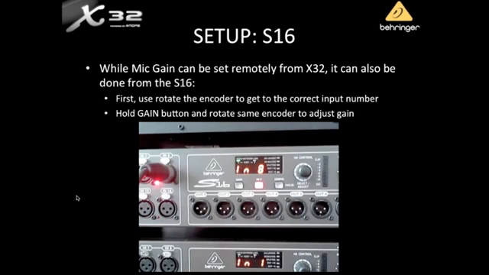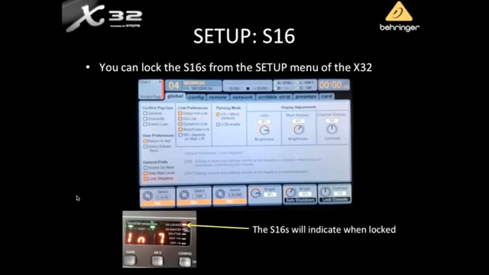Yeah, exactly. Or you can stop somebody from adjusting it by locking the head amps from the console. So you can go to the setup menu and just go to the global tab. It's the first tab that comes up. And if you use your first rotary encoder, you'll be able to highlight the words lock Stagebox like I have here.